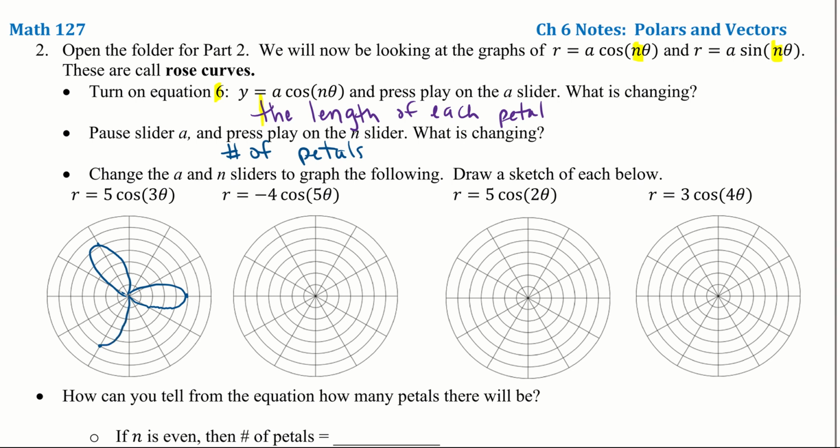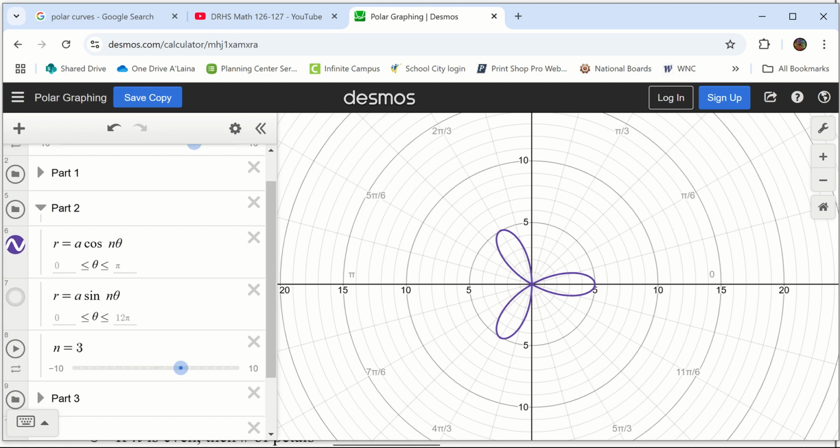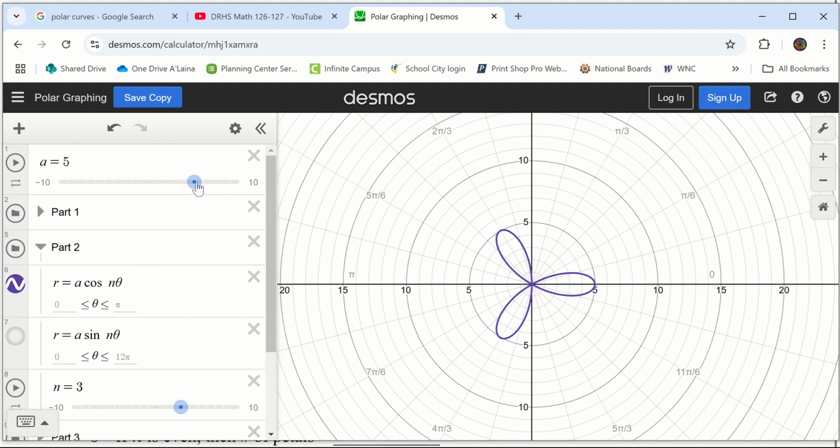Now we're going to learn some strategies on how we're going to figure out more about these petals. Let's do this one, negative 4 cosine of 5 theta. So I'll change A to negative 4.